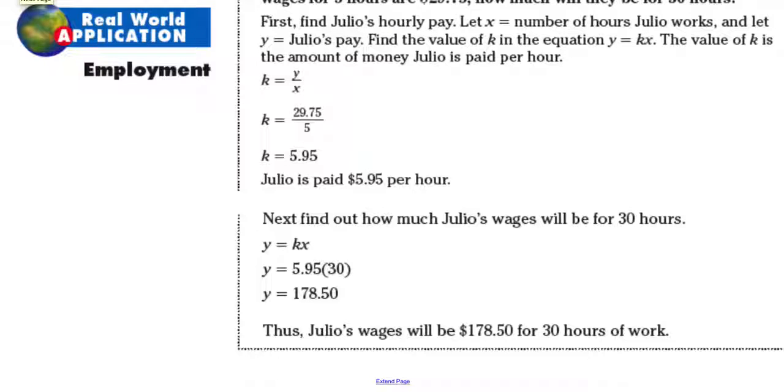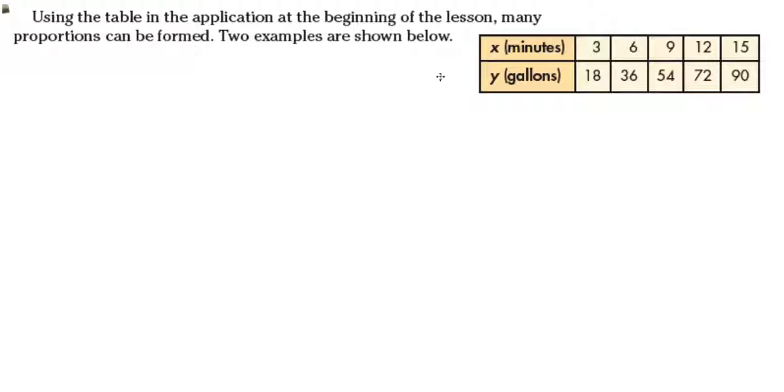Okay? Now let's analyze the formula and see what else we can come up with. Let's analyze the first example. Using the table in the application at the beginning of the lesson, many proportions can be formed. Two examples are shown below. We can do 3 over 18 equals 9 over 54, and 6 over 36 equals 9 over 54. You can equate all of these ratios because they're all in proportion.